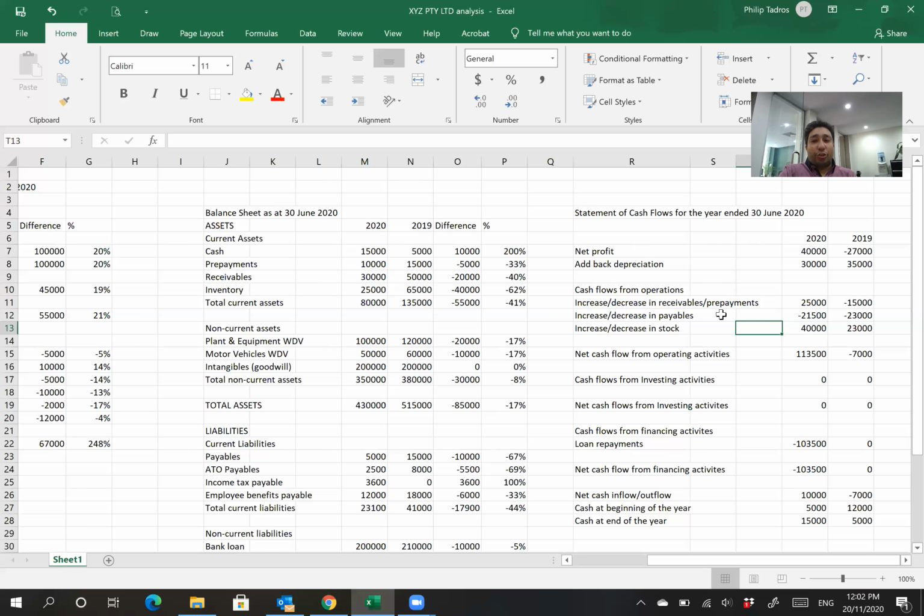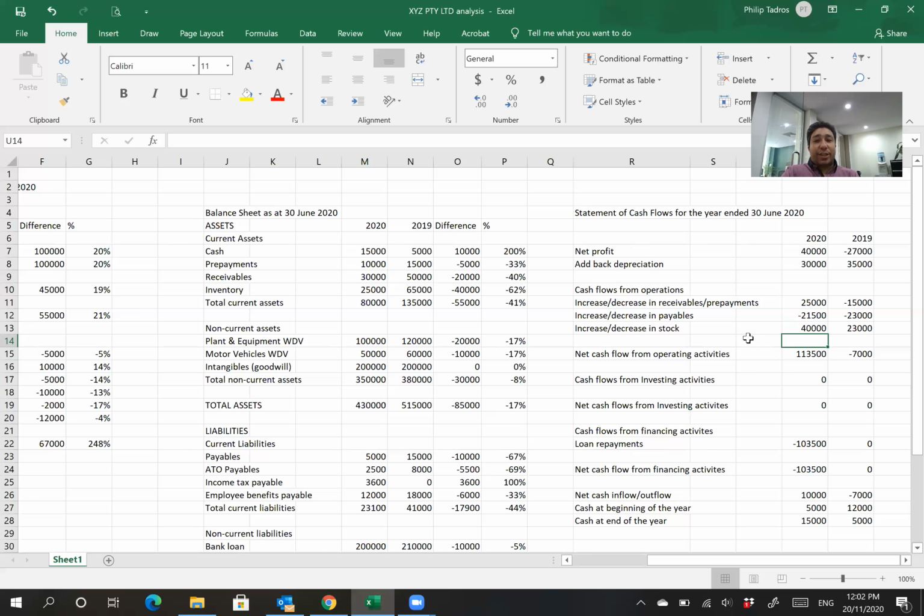So once you determine all of these increases and decreases, after taking into account your net profit and adding back depreciation, you come up with a net cash flow from operating activities. Now, whether you're using the direct method or indirect method for preparing a statement of cash flows, the net cash flow from operating activities should be the same, whichever method you use. So that's your operating activities.